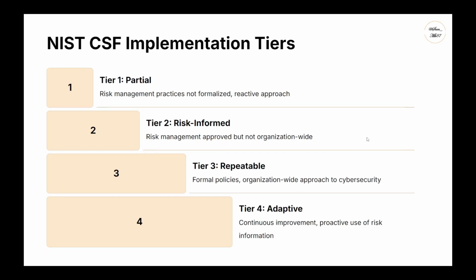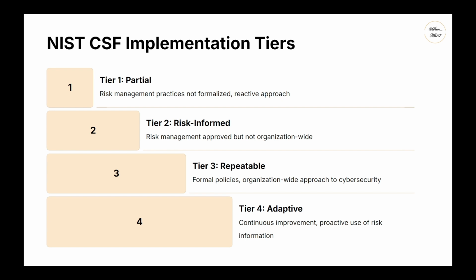All right, now let's talk about the implementation tiers of the NIST cybersecurity framework. So these implementation tiers help organizations evaluate how effectively they are managing cybersecurity risk. These tiers don't measure maturity in a strict sense. They reflect how well risk management practices are integrated across the organization.